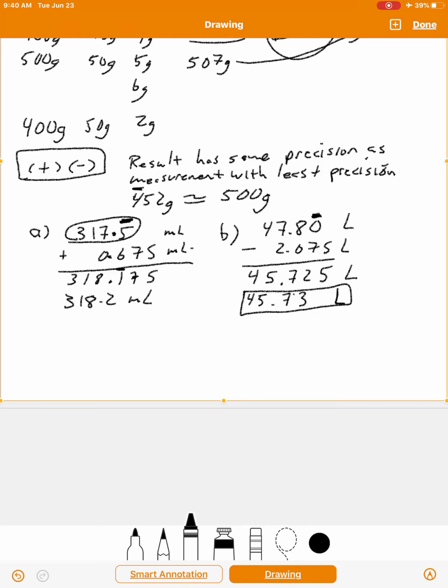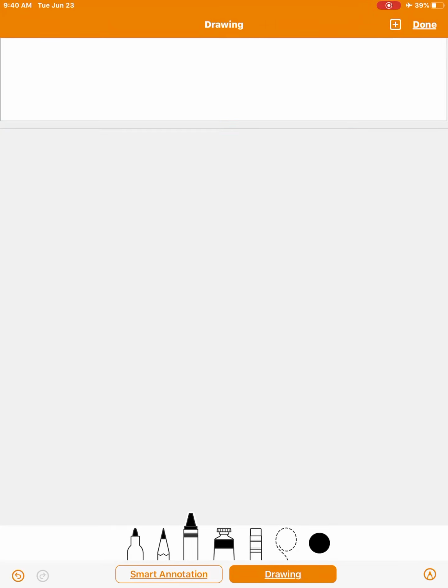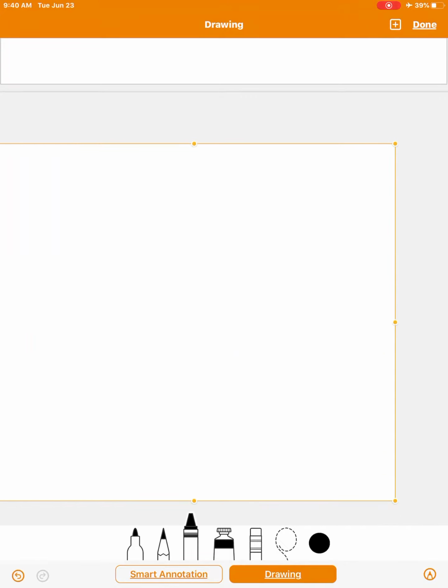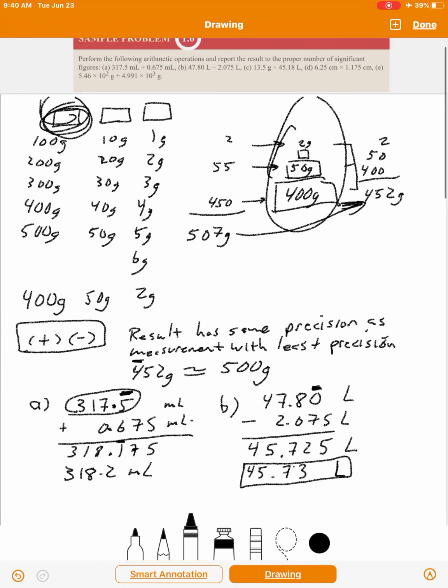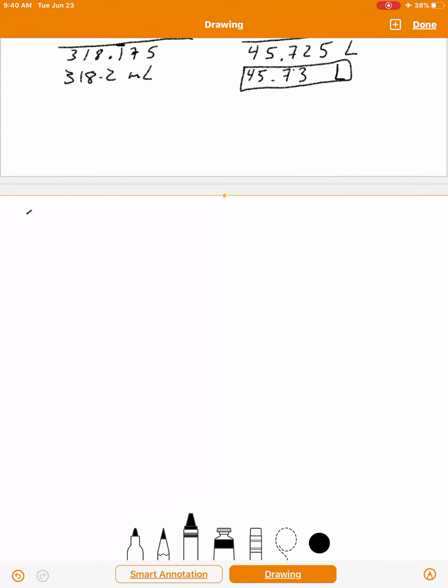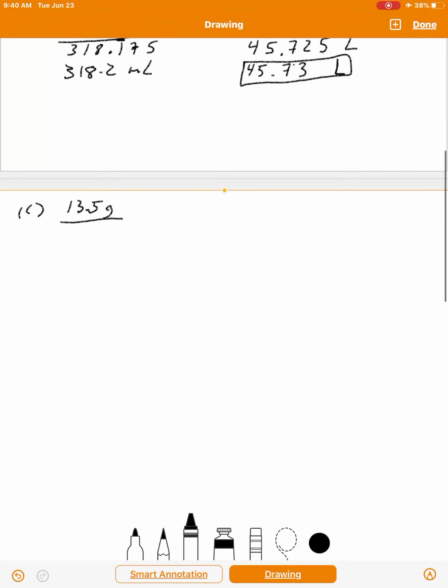Okay, so now we're going to move on to the multiplication and division, which is part C and D and E. I think the rest of them are dealing with multiplication and division. So the way we deal with multiplication and division is a little bit different. So C is 13.5 grams divided by 45.18 liters. Okay, now you can use your calculator for this.